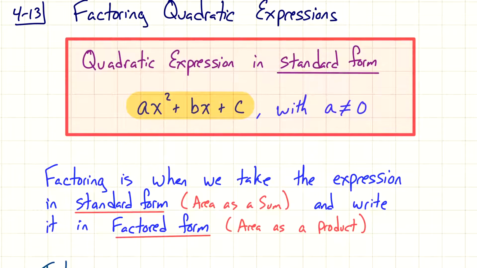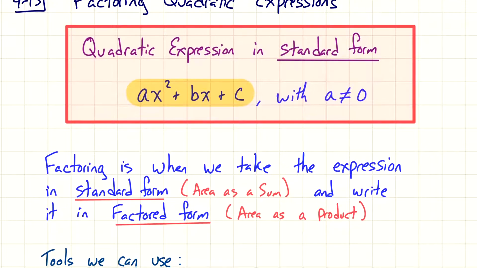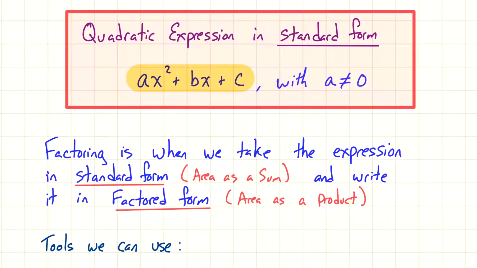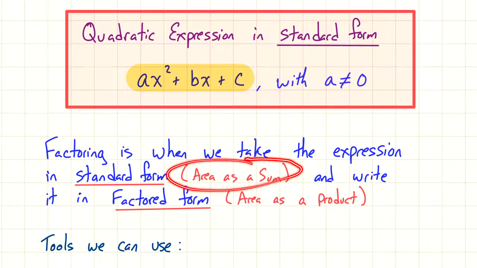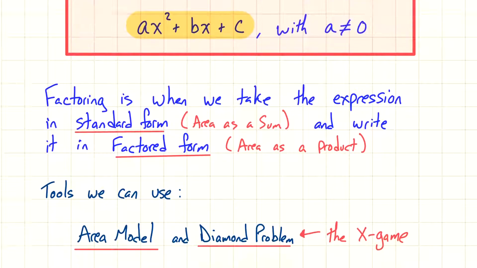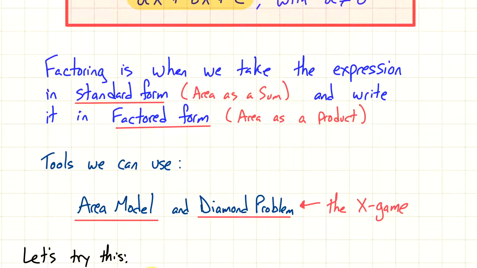All right, so when we talk about factoring, what we're looking at is writing this expression from standard form into factored form. So when we write it as a, we're given the area as a sum, and we're going to write it as a product. That's what we're going to do here. So standard form to factored form. And we have a couple of tools.